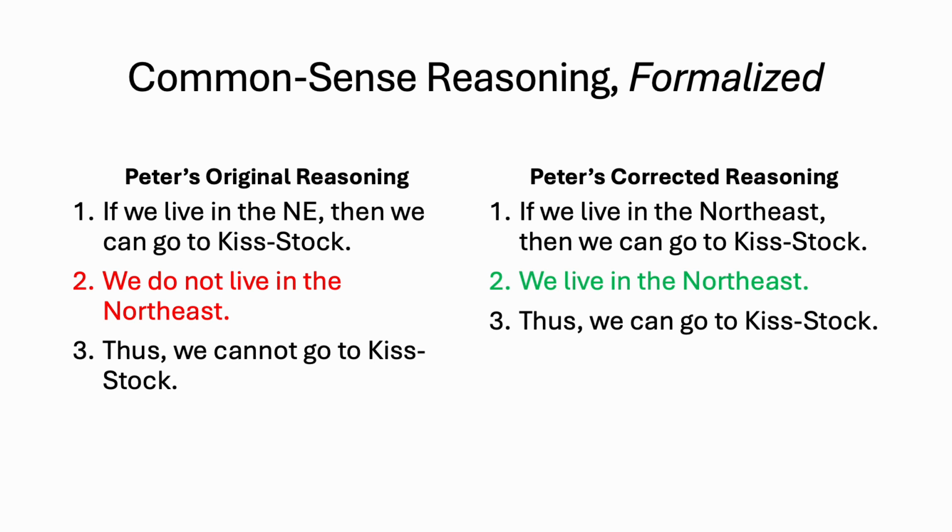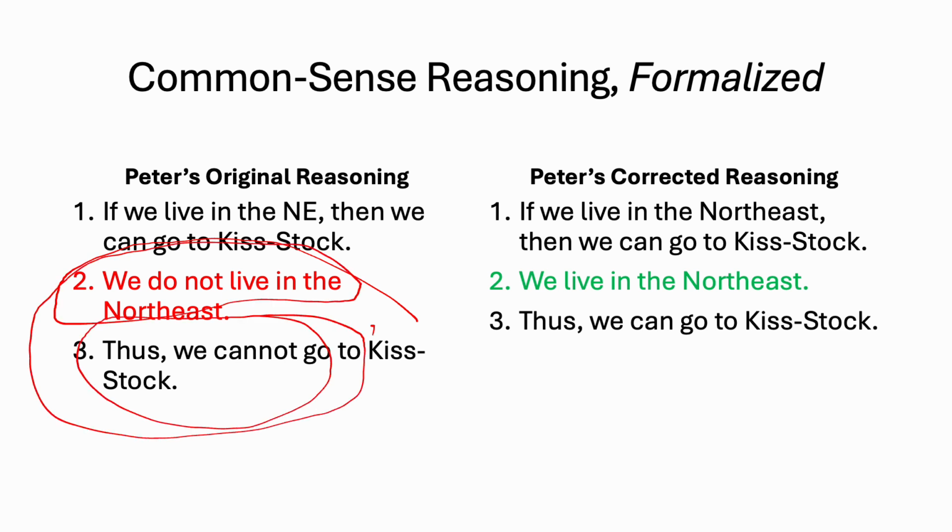So first, we've got this argument here, his original reading that says, if we live in the Northeast, then we can go to Kisstock, but he mistakenly believes that they do not live in the Northeast. So what's called premise 2 here, the second statement in the argument, is actually false. Therefore, he draws a mistaken conclusion, which is also false, that he cannot go to Kisstock. So on the basis of a bad premise, he draws a bad conclusion, right?